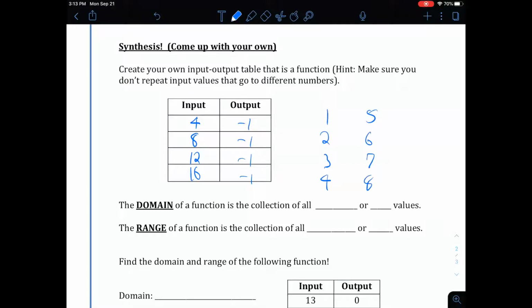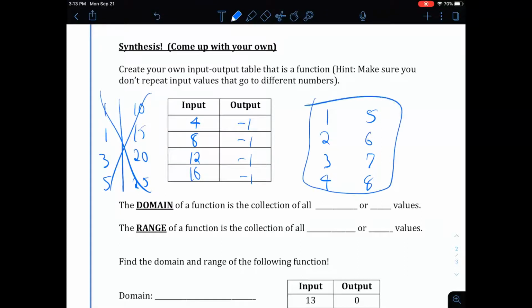The one that would not work would be something like 1, 1, 3, 5, and you had 10, 15, 20, and 25. This one would not work. This one's fine. This one's fine. You just got to make sure that you have no repeating input values that go to different numbers. Okay?